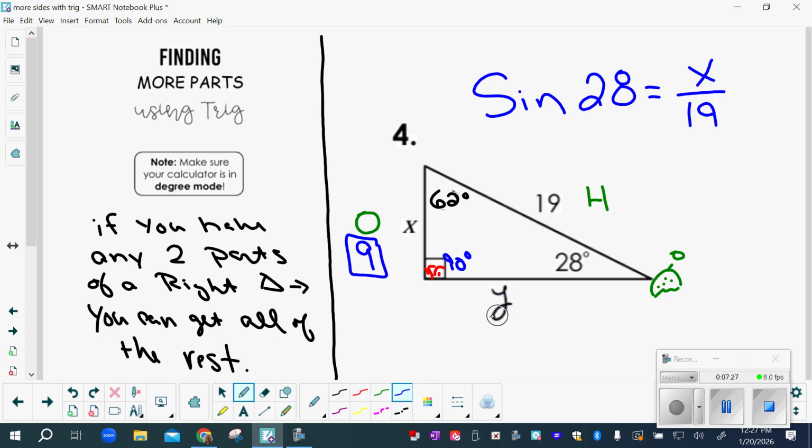So we're going to do the same thing now, but now we're going back to this dude and we're doing him, right? So do I need this guy anymore? I don't. We're going to use A and H. Do the exact same thing. A and H, cosine. So here we go. Nice and easy. Cosine 28 is A over 19. It is Y over 19, actually. Yeah, even better.